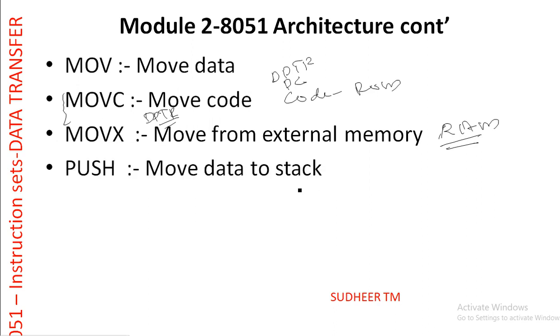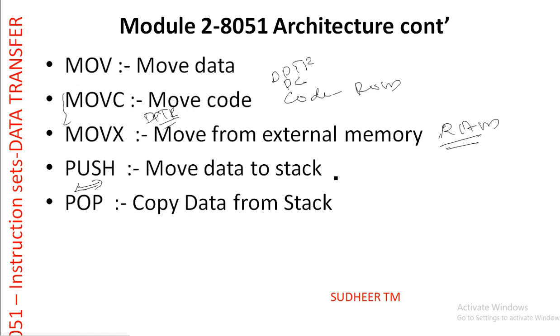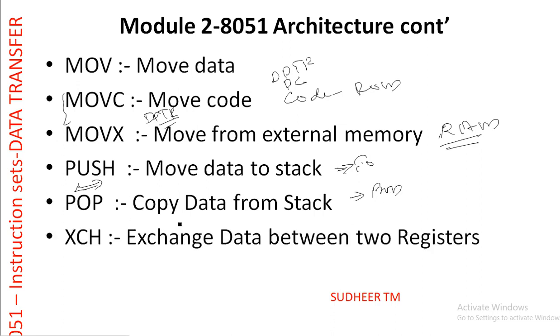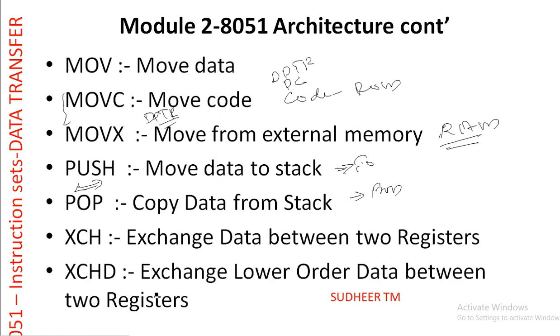Then PUSH instruction. I used this word many times while explaining interrupts. PUSH means move data to the stack. What is stack? We'll cover this in detail also. And POP, copy data from the stack. PUSH is to the stack and POP is from the stack. That is the difference between push and pop. And XCH, exchange data between 2 registers. And the last one XCHD, exchange lower order bit data between 2 registers.